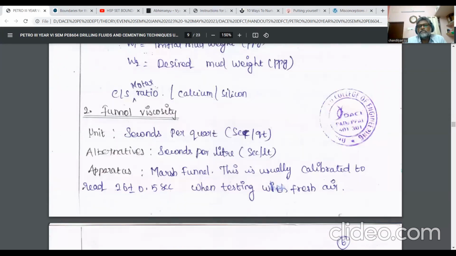What is funnel viscosity? The unit of funnel viscosity is seconds per quart, symbolically represented this way. The alternate units are seconds per liter. The apparatus is called the Marsh funnel. Let me come back to the procedure after showing the picture, so that you will have an idea of my own explanations, and then I go to the handouts.